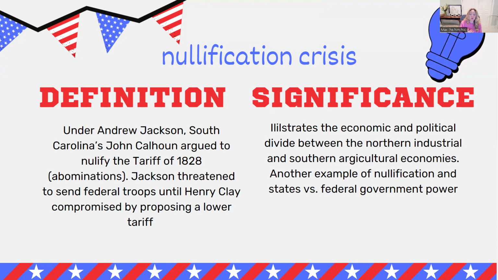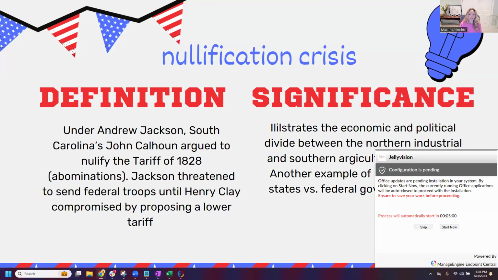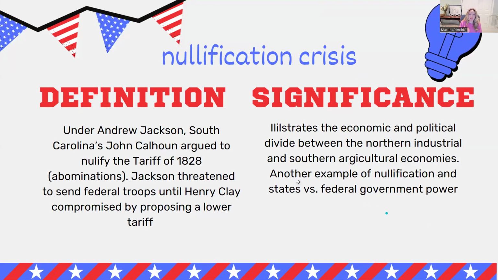So he actually was so close to sending a military to South Carolina to force them to pay this tariff, until Henry Clay comes in with a compromise and proposes a lower tariff. And so this was all crisis averted, but still hugely significant. It illustrates the economic and political divide between the northern industrial and southern agricultural economies.